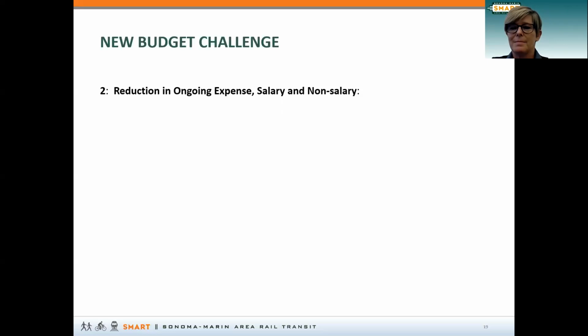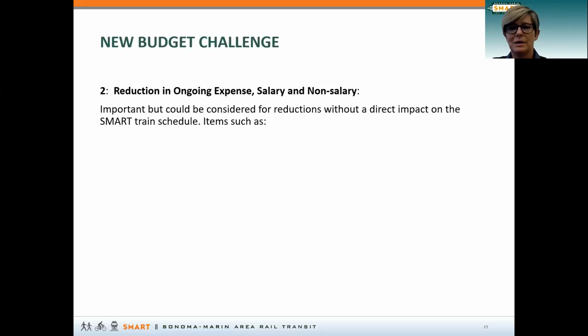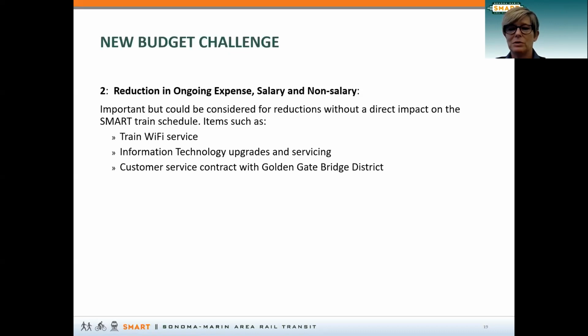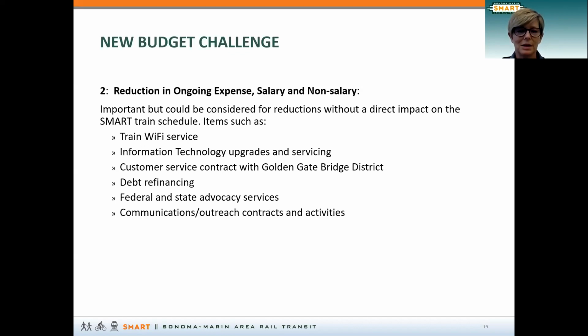And then as far as non-train service related reductions, we would be looking at things like eliminating train Wi-Fi service, which is very expensive, looking at delaying our IT upgrades that we were planning. We do pay Golden Gate Bridge District for customer service. We would look to maybe bringing that in-house and seeing if we can save money on that. Of course, we're going to continue to look at debt refinancing, which I mentioned. We're looking at reducing some of our advocacy services, our lobbyists that have helped us get over $300 million in grants.